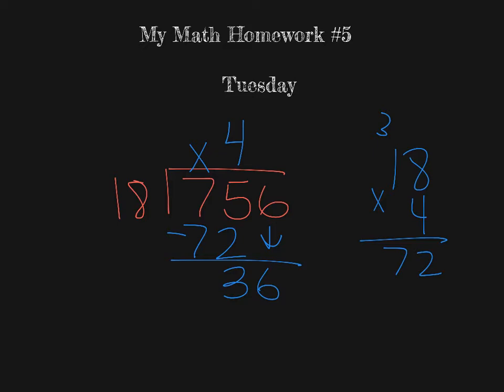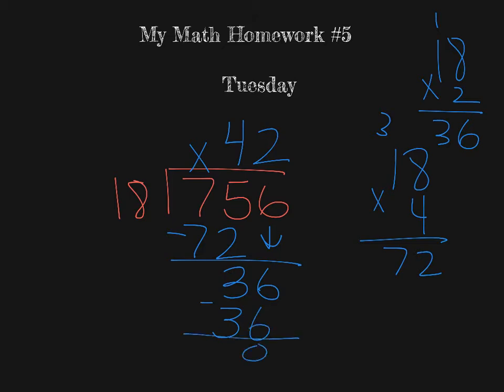I think that I can go into it twice. 18 times 2. 8 times 2 is 16. Carry the 1. 2 times 1 is 2. Add 1 is 3. And it works perfectly. So our quotient is going to be 42. If I wanted to check if it was right, I can do 18 times 42, and it should give me 756.